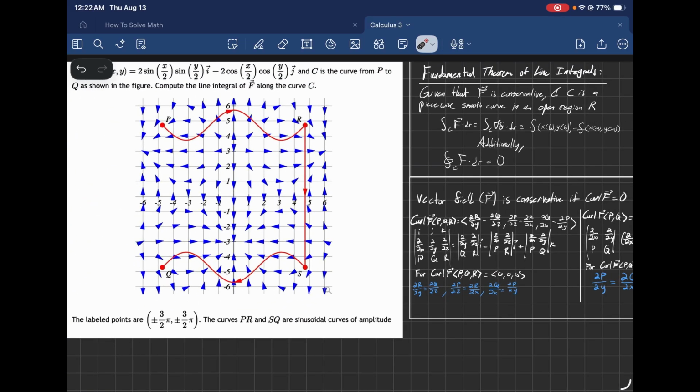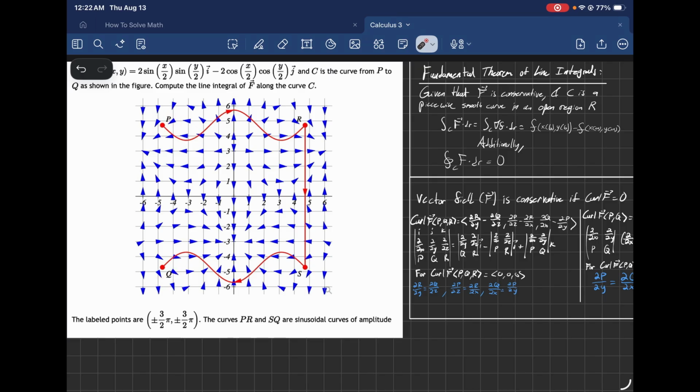We can see from this figure right here that our curve C is a piecewise smooth curve. What this means is that our curve is written as a union of a finite number of smooth curves. Here we have three curves, P to R, R to S, and S to Q. And this just makes a piecewise smooth curve, P to Q. So that's one condition satisfied.